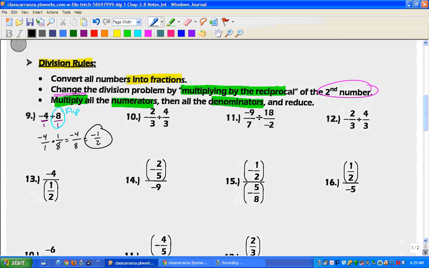All right, let's go through that again. Everything's a fraction already, so you're going to flip the second fraction, multiply the numerators across. Negative 2 times 3 gives you negative 6. 3 times 4 gives you 12. You can divide both of those by 6, and you get negative 1/2.